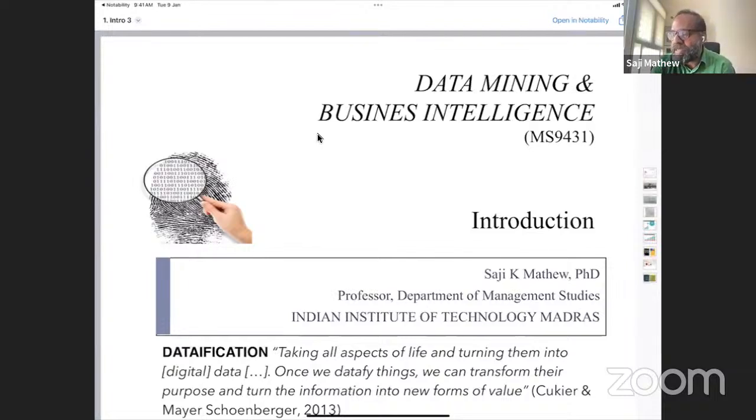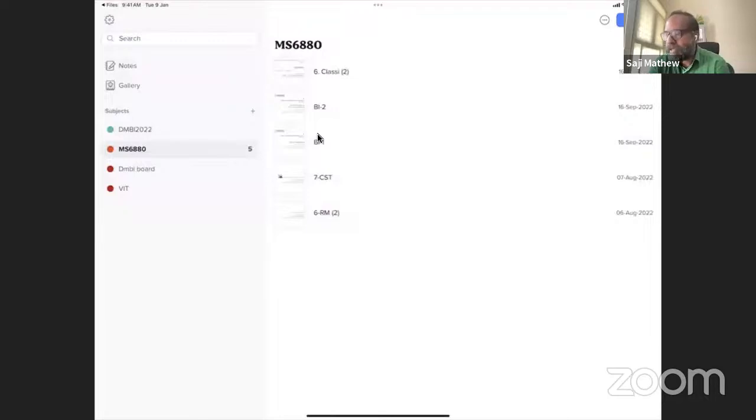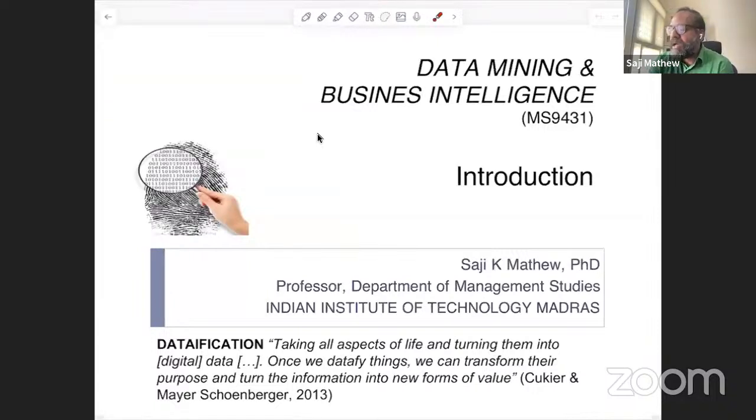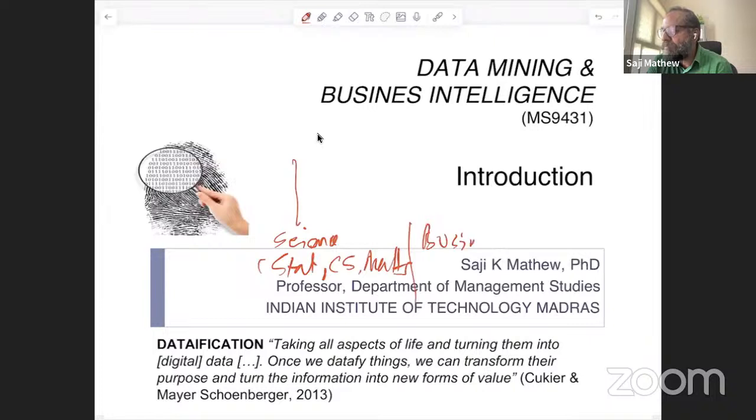So generally, as I said somewhere in the course, there are three pillars. Okay, so there are three pillars. One is the science, like statistics, computer science, maths, etc. That is one pillar. The other pillar is the business pillar, that is domain knowledge or subject matter knowledge, or where you apply this. And the third pillar is the technology.